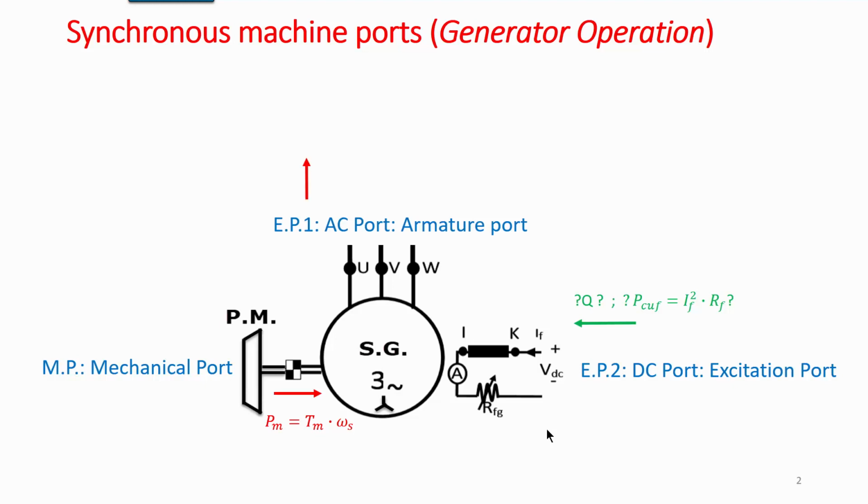The other electrical port is armature or stator port. That is the main electric port delivering electric power. This power would be active power, can be given as 3 times voltage, current and power factor. And then there would be some reactive power. It can be given as 3 times voltage, current and sine phi.